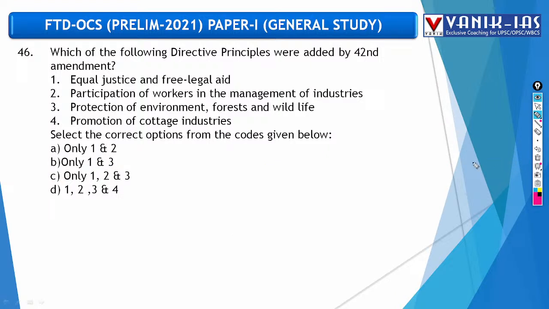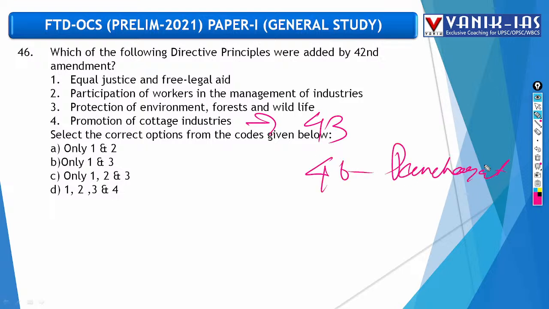Article 41 says right to work, education, public assistance. And Article 42, humane conditions of work and maternity leave. Living wage, right? There should be a living wage, Article 43. Article 40 is regarding panchayats. 43 is about cottage industries. Article 40 regarding village panchayats, a Gandhian idea. Right?